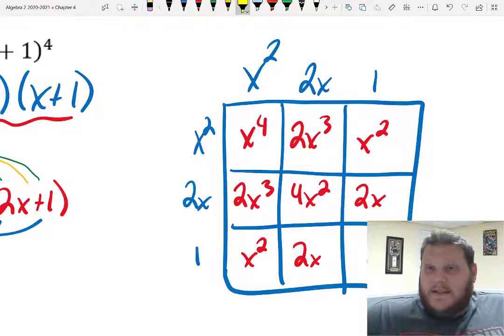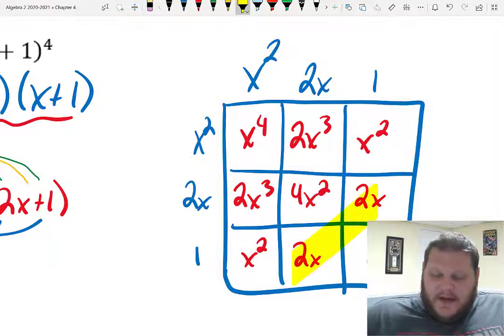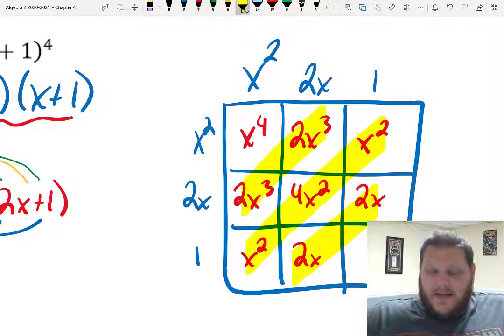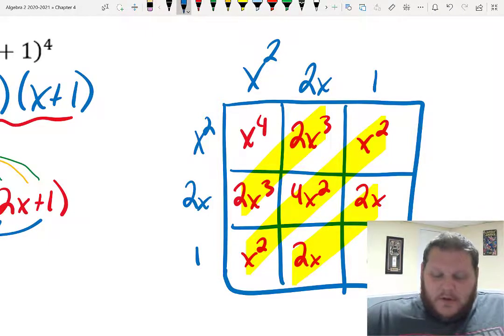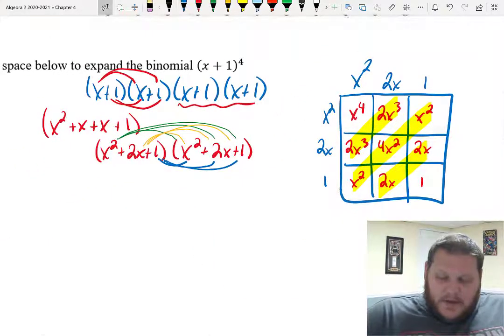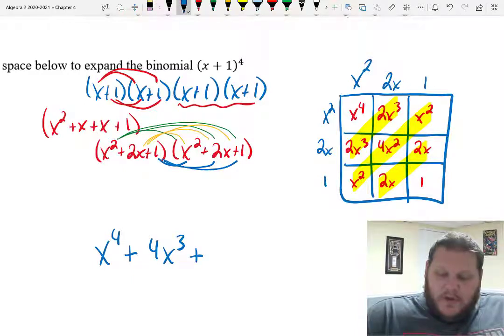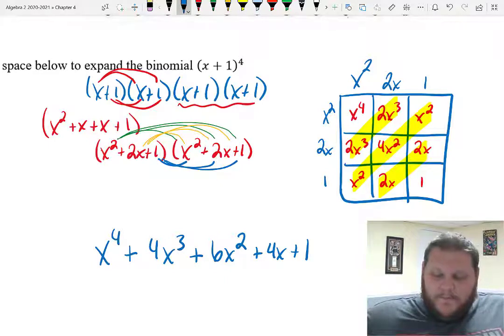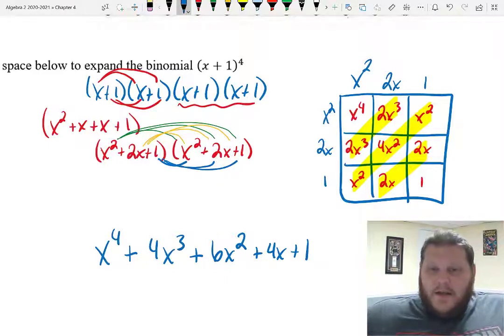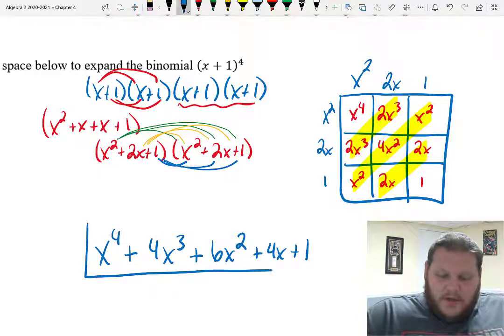And then like I showed you guys yesterday, now we have these diagonals of like terms that make it a whole lot easier for me to collect up what I need. Because what we end up with now, if I put that all together, is x to the 4th plus 4x cubed plus 6x squared plus 4x plus 1. And that's our final expansion of x plus 1 to the 4th power.